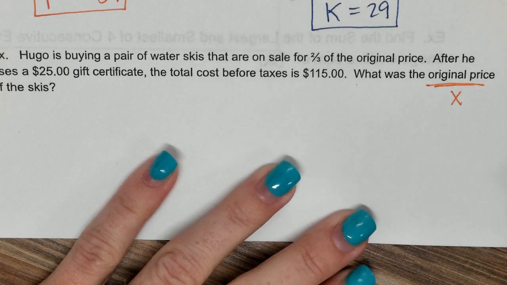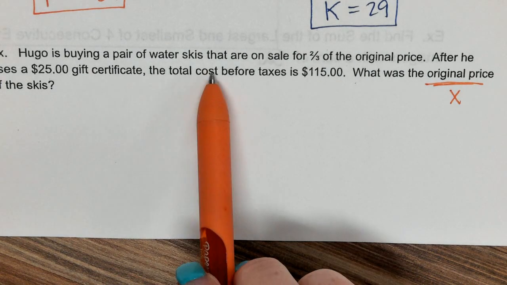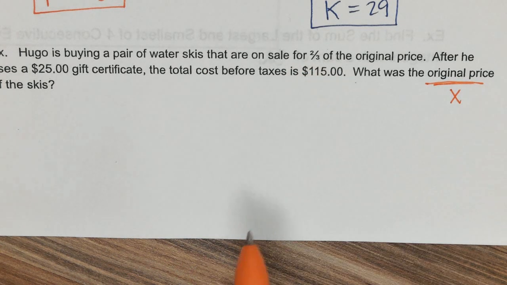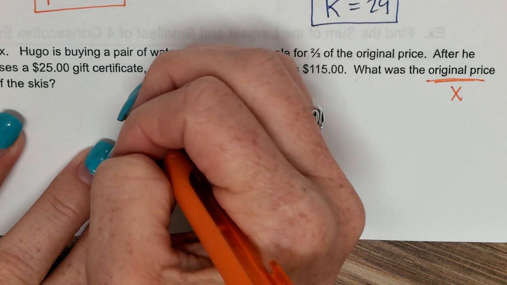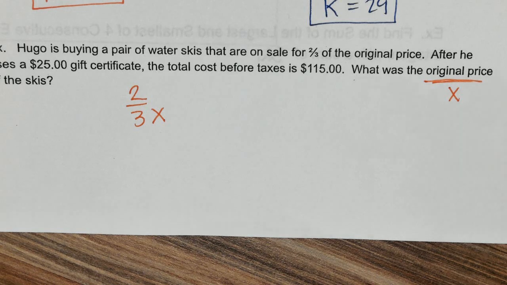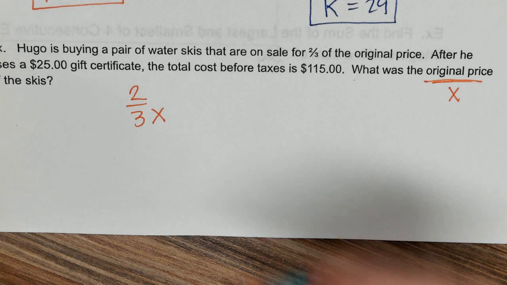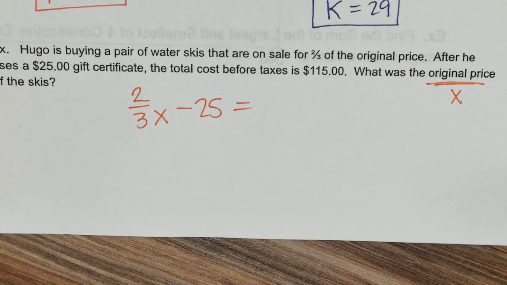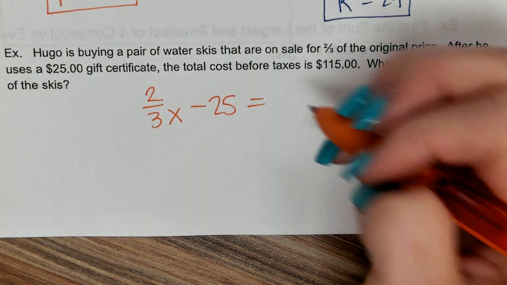X, okay? He's buying a pair of water skis. They're on sale for 2/3 of the original price. How would I write that? 2/3 X. Now he's also using a $25 gift certificate. So would you take that off your bill or would you add that to your bill? Take it off. So minus 25 equals, and how much did he pay? $115.